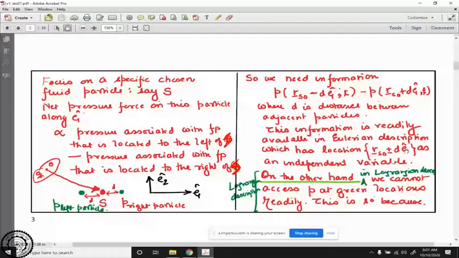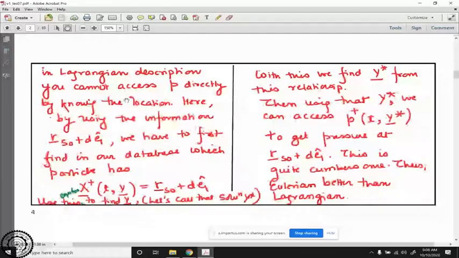Okay, so it is easy to get the neighborhood information of fluid particles in Eulerian, because you are not first deciding which particle, you are just saying whoever is in the neighborhood, give me the value, and Eulerian is well suited to answer that question. Now think about Lagrangian. On the other hand, in Lagrangian description, we cannot access P at green location readily. Why? This is so because in Lagrangian description, you cannot access P directly by knowing the location.